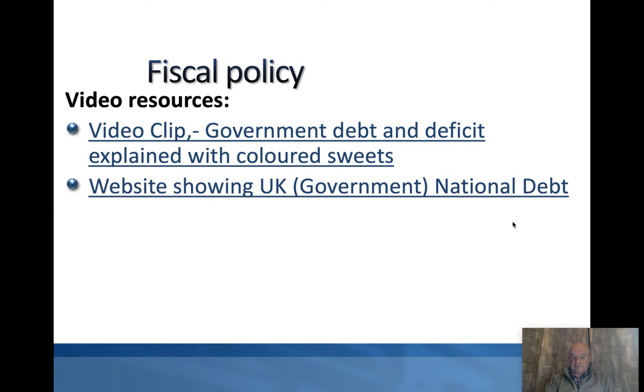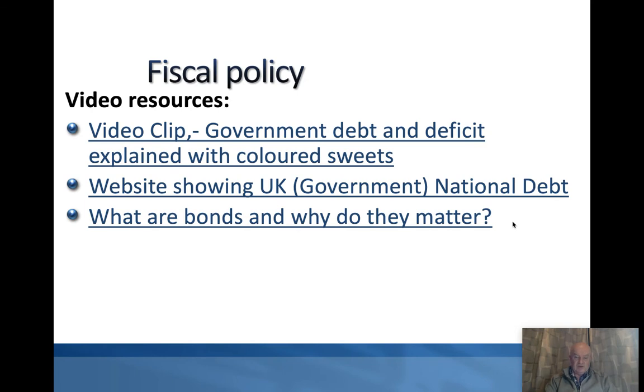There is also a good website showing UK government debt that you can take a look at by clicking on that link, and also the importance of bonds and why they matter. And that again is something that when we're talking about government having to borrow money, the use of bonds and gilts are a fundamental part of that, and that obviously links into fiscal policy too.